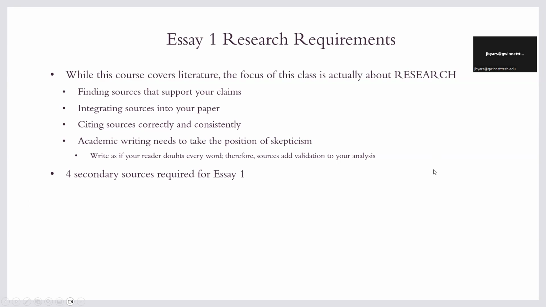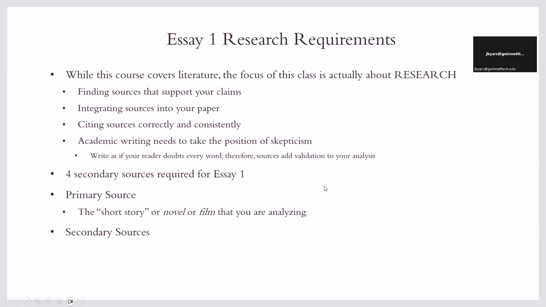There will be 4 secondary sources required for essay 1. And then you have your primary source, which is the short story. Okay. The short story or the film for essay 2 or the novel for essay 3 is your primary source. Secondary sources are sources that you have found through your research process. Okay. Any supplemental research used to justify your analysis. That's the secondary sources. So when you turn in essay 1, there will be a total of 5 sources listed in your essay. There will be the short story, and then there will be 4 additional sources.